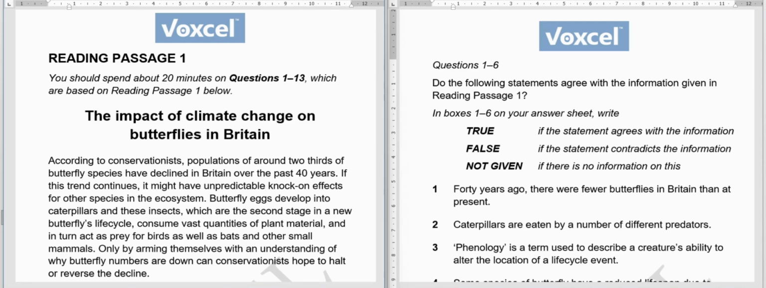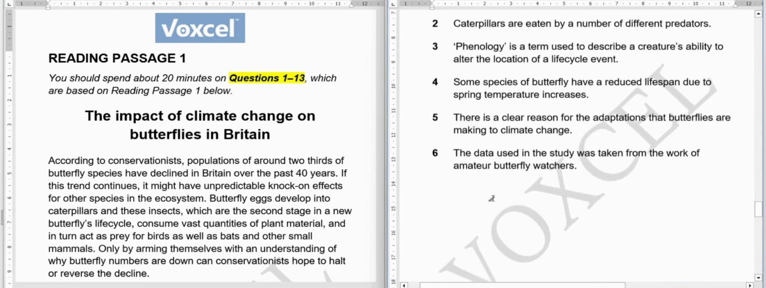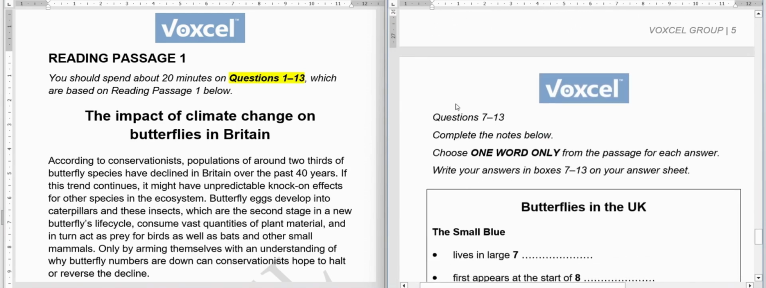Okay, and after that we'll see the questions. This is passage 1, so we have to solve questions 1 to 13. We will not read the passage just yet, we will go straight to the questions and see what kind of questions we are dealing with. So let's see questions 1 to 6. In these we have to write true, false and not given. Okay, and 7 to 13.